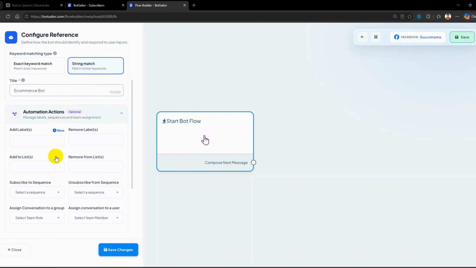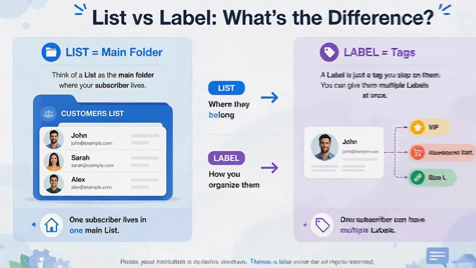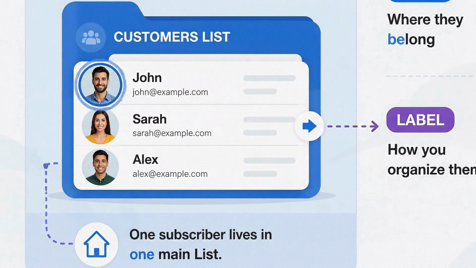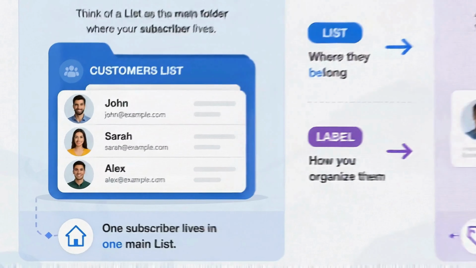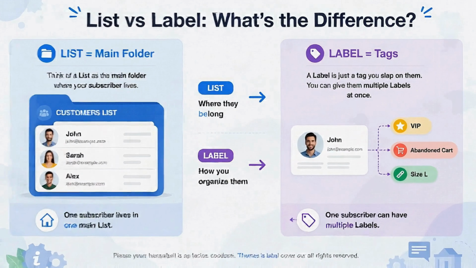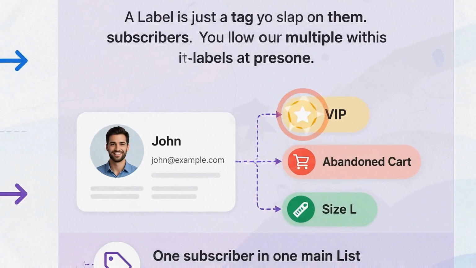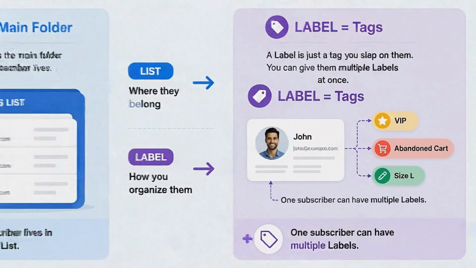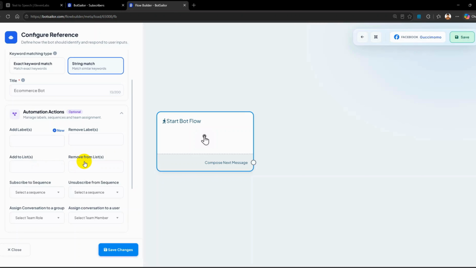Then scroll down, and here you can see Add Label and Add to List option. Now, before we assign tags to our e-commerce subscribers, you might wonder, what is the difference between a list and a label? Think of a list like a folder. It's the main container where your subscriber lives, like your All Customers list or Leads list. A label is like a sticky note. Unlike main folders, you can apply multiple labels at once.